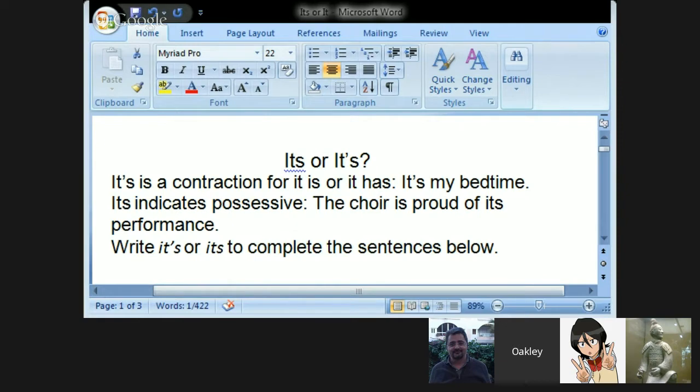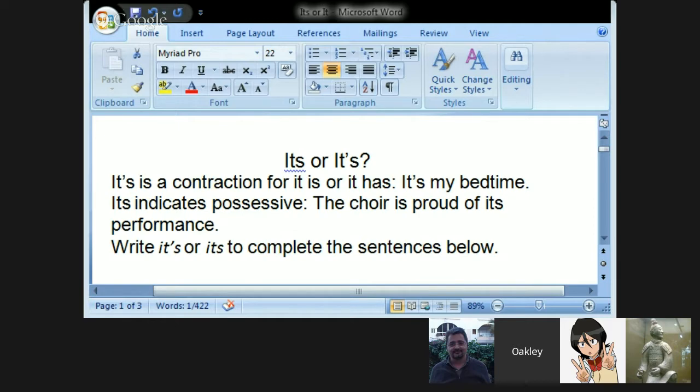A contraction is two words joined together. Normally, that would be a pronoun and what's called an auxiliary verb or helper verb, like I will becomes I'll. She has becomes she's. Well, there's another confusing element.